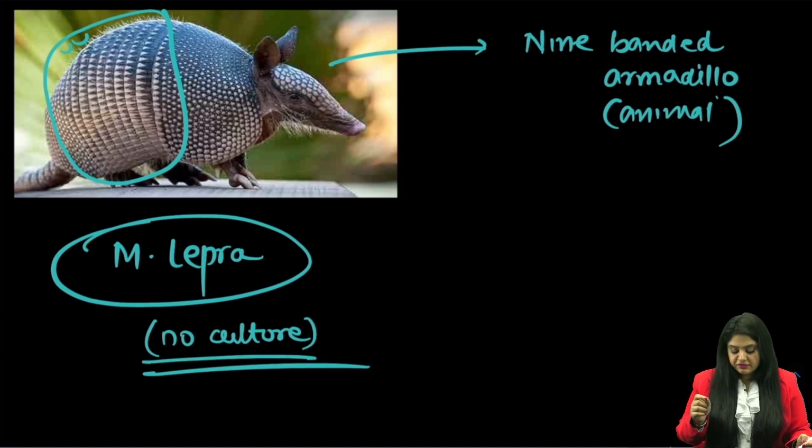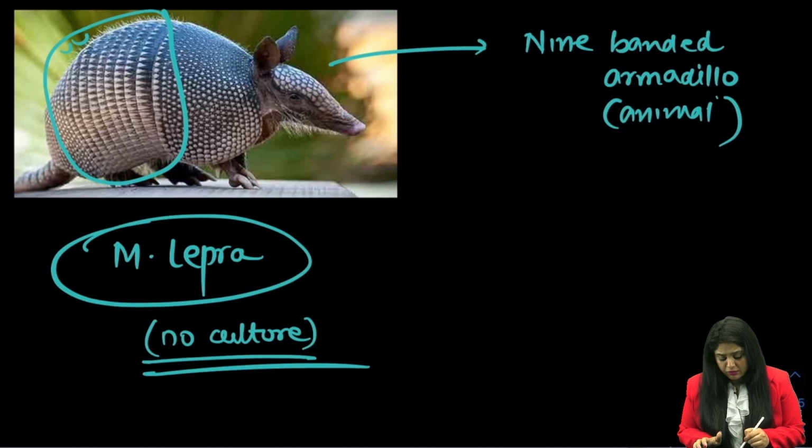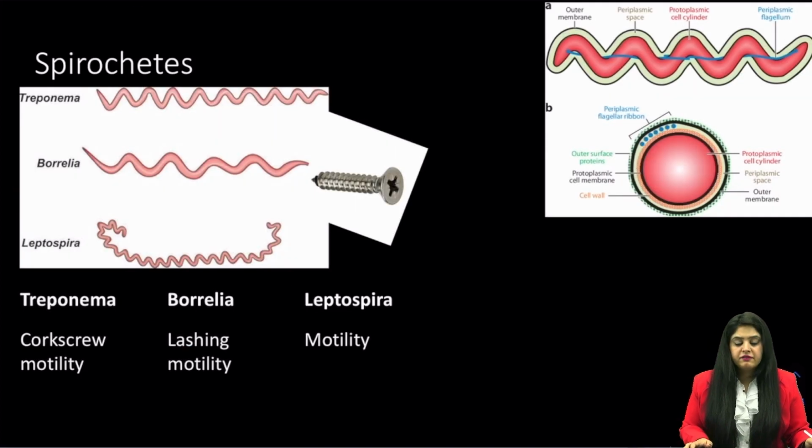Yes, there is a next set of pictures that I was telling you about. What is the last family that we are going to discuss? The spirochetes. So quickly we will talk about spirochetes. What do you have over here? We have Treponema, we have Borrelia, we have Leptospira.